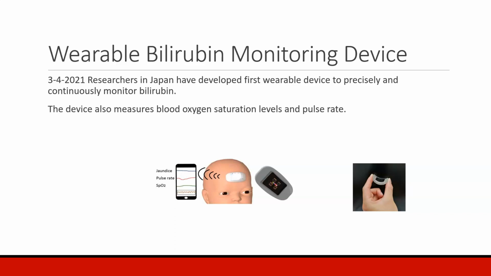Also, it measures the blood oxygen saturation levels and pulse rate. And you can either have the app tied to a phone, or there's an actual handheld device that you can measure with. So 2 different ways. So the physician can have this device on their phone, and it will send the signals as to the baby's bilirubin levels.